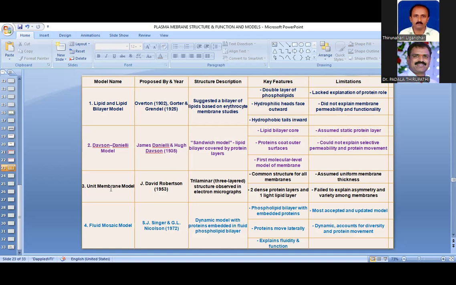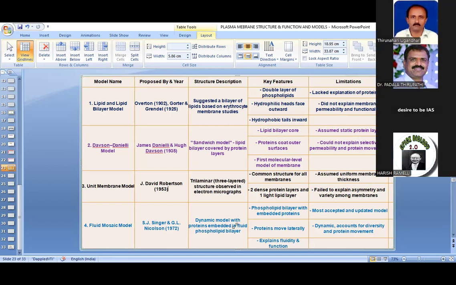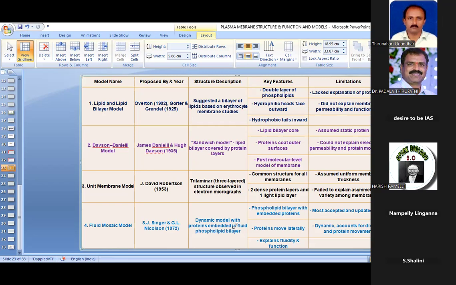Then the third model is the unit membrane model, proposed by J. David Robertson. Structurally it is trilamellar, a three-layer structure observed in the electron micrograph. The key feature is a common structure for all membranes, with dense protein units and light lipid layers. The limitation is that it assumed a uniform thickness, and it failed to explain the systems.